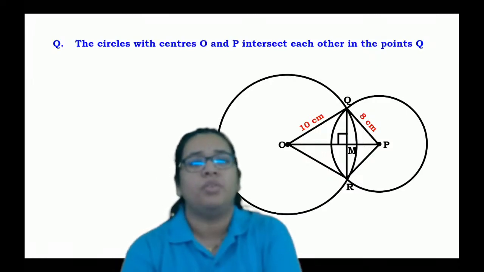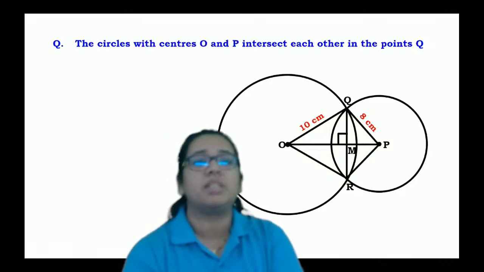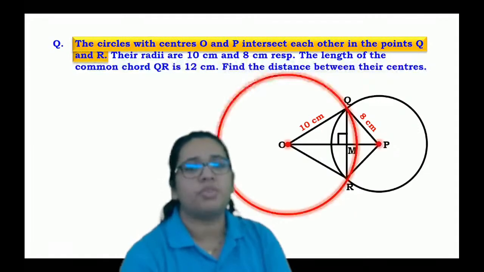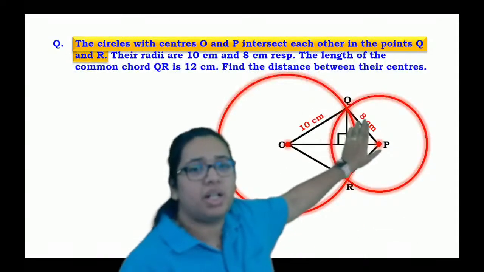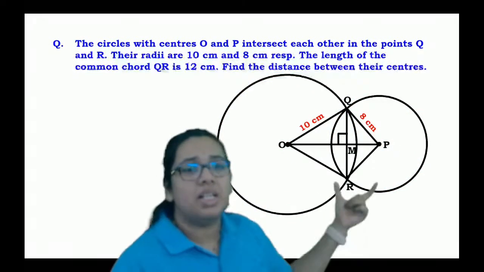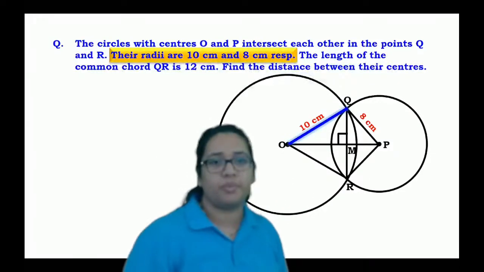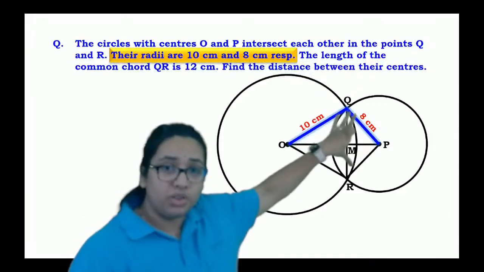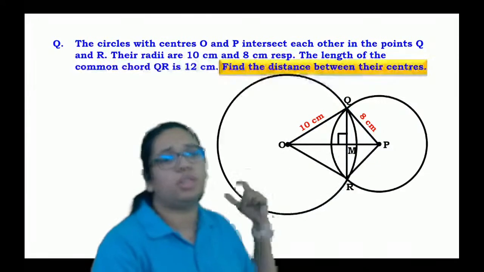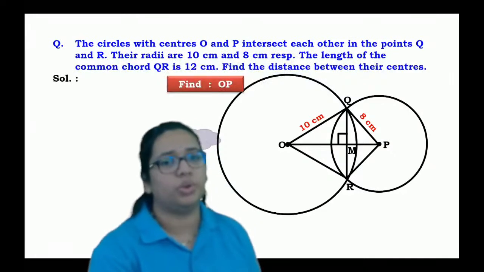Okay. Now we have two circles with centers O and P intersecting each other at points Q and R. If the radii are 10 centimeter and 8 centimeter respectively, and the length of the common chord is given as 12 centimeter, then find the distance between their centers. Fine, we'll go through it.